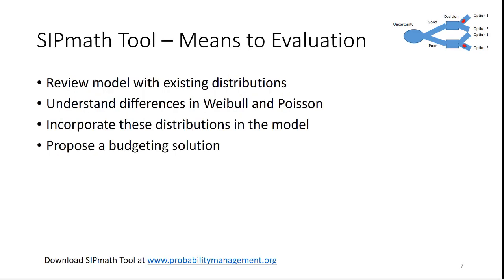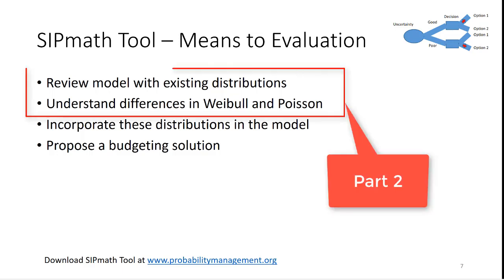Having reviewed the frame of the opportunity, we now need to move over to the model. We'll review the model's existing distributions. We're going to understand the differences in the Weibull and the Poisson versus the exponential and the triangular. We'll incorporate these distributions in our model. We'll propose a budget solution for the reliability of our machine. See you in part 2 of this video.